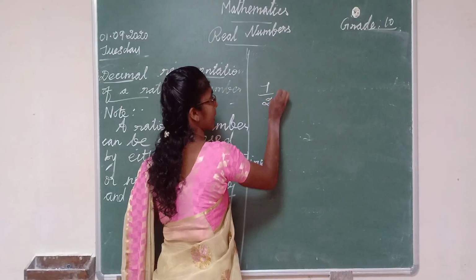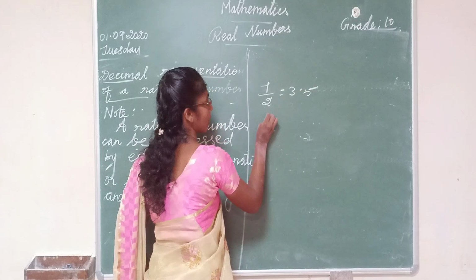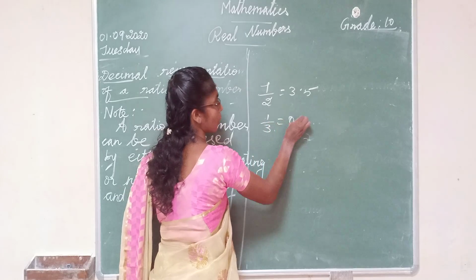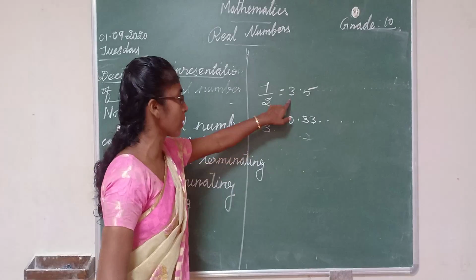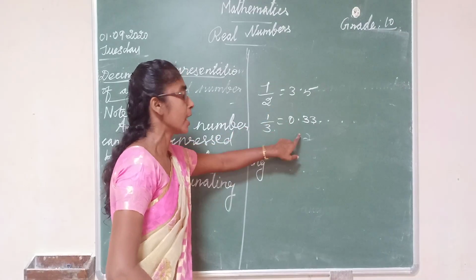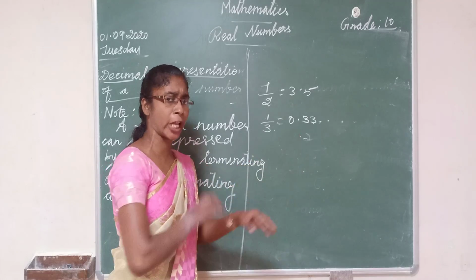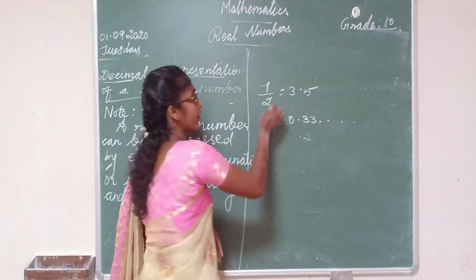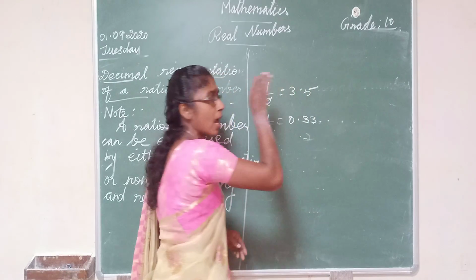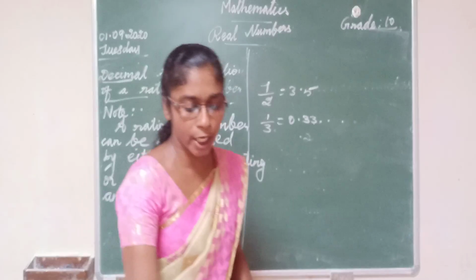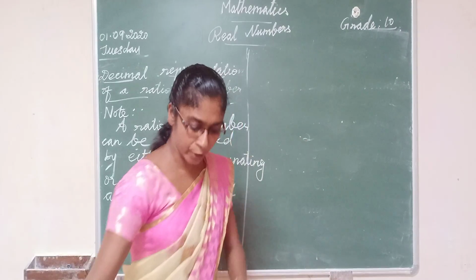7 by 2 means we can write 3.5, it is terminating. Next, 1 by 3 is equal to 0.333 etc. This one is a non-terminating and recurring decimal expansion. Any rational number we can write in decimal form. This is terminating or non-terminating and recurring.